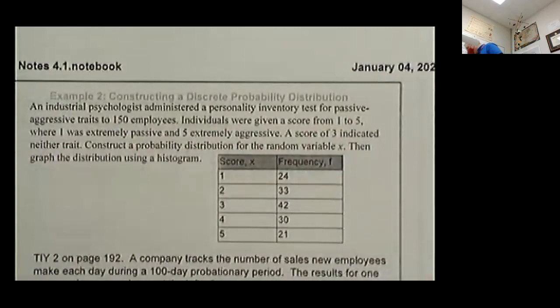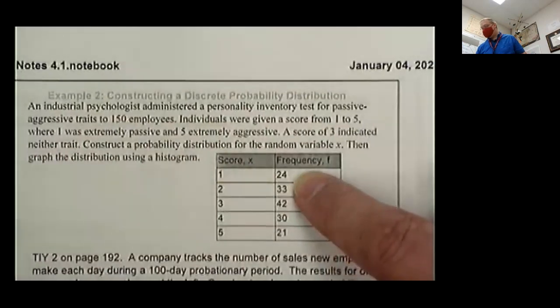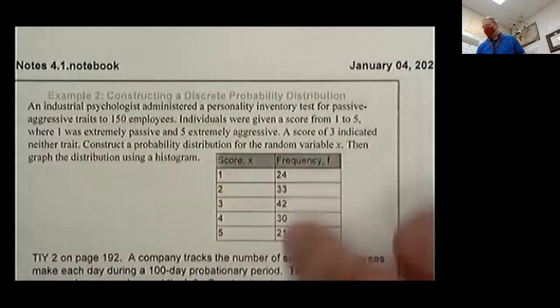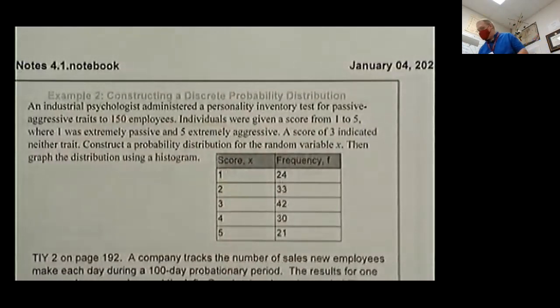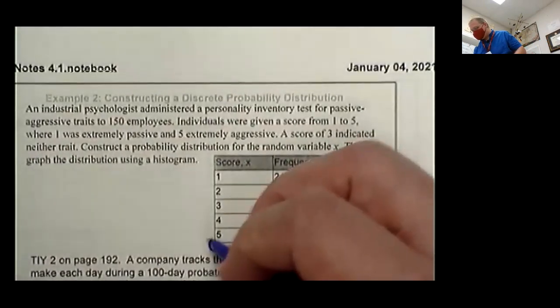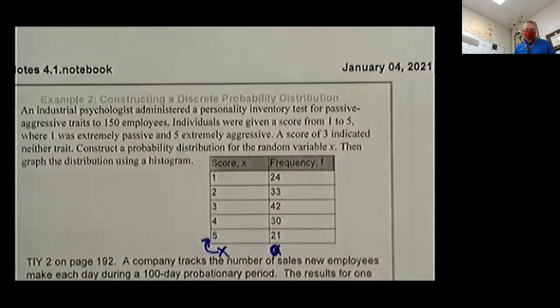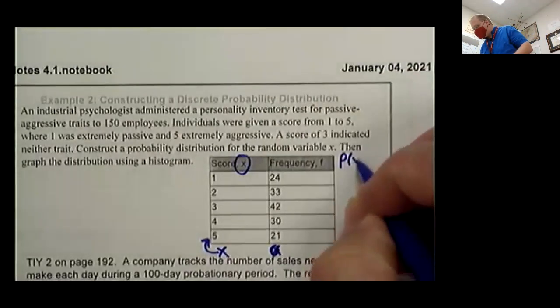So here we have a table. The score is what you got on the psychologist test from 1 to 5. And then he recorded the frequencies of how many people scored that number. And that's going to be our random variable x. So x, actually I lied, x is going to be these numbers. So x can be a score of 1, 2, 3, 4, or 5. So there's our discrete random variable. What we're going to find, and in fact it said that right there, there's our x, is we want to find the probability. So we want to find P(x).